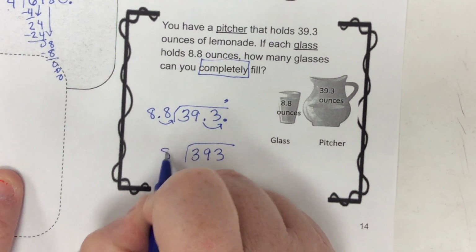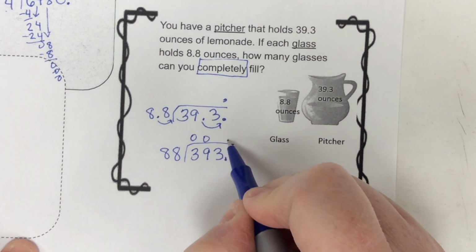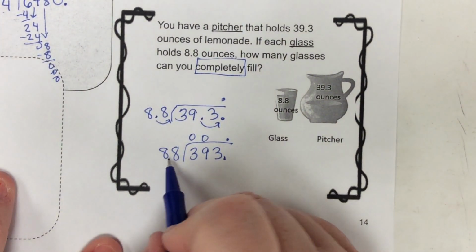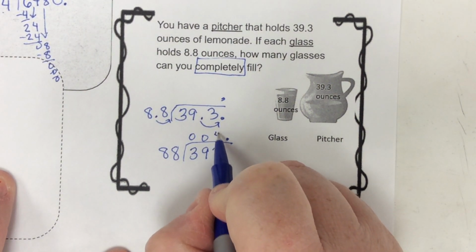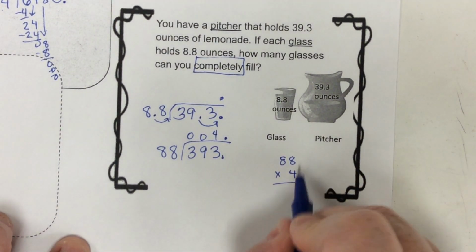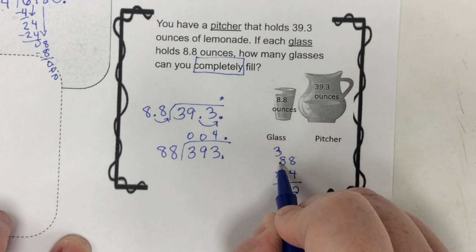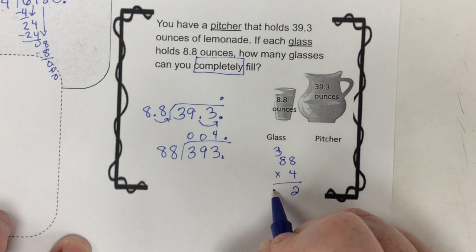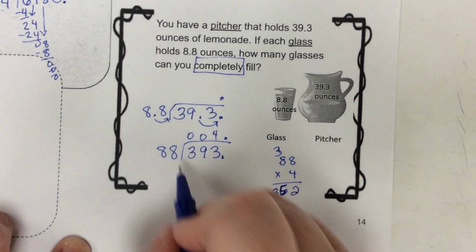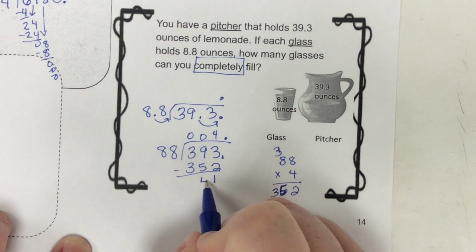So I'm really going to end up with 393 divided by 88. Well, 8 doesn't go into 3, and it doesn't go into 39, but it goes into 393. I'm going to guess 4 times, because 80 goes into each 100 one time. So I'm going to go right over here and do 88 times 4. 4 times 8 is 32, and then 32 plus 3 is 35. So 88 times 4 would be 352. And I'm going to end up with a 1 and a 4.